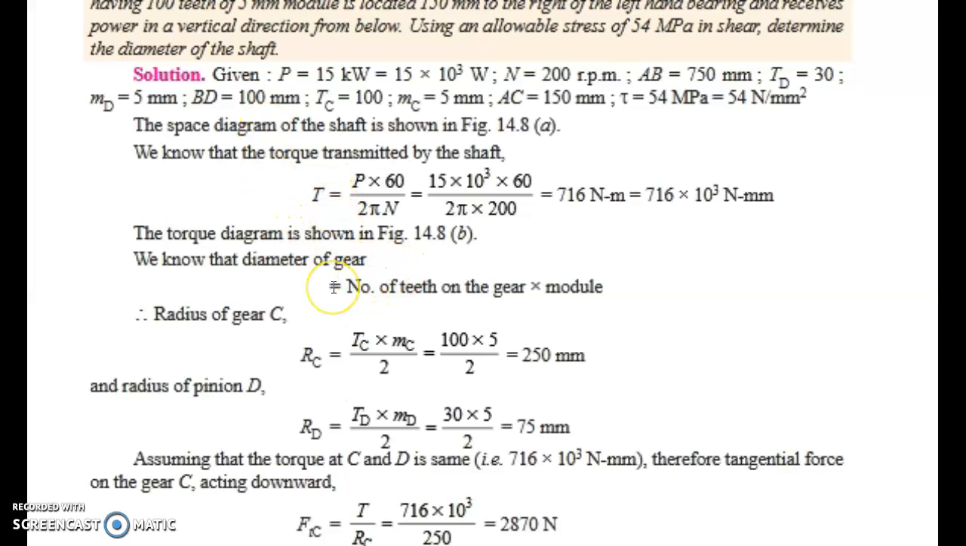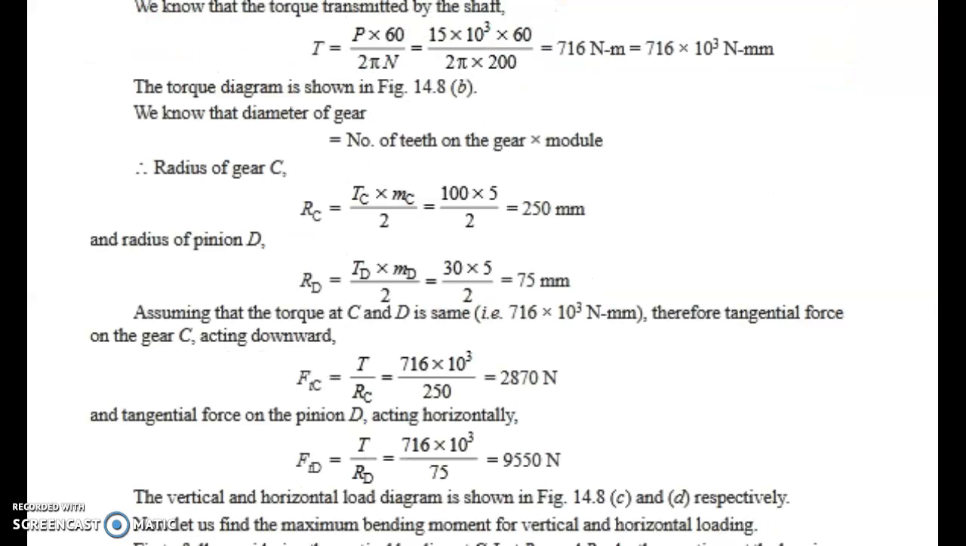Now, it is the general condition that the diameter of the gear is equal to number of teeth into module. It is a general equation for a gear, already studied in the MOM, mechanism of machines. Here the radius of the gear we can calculate, RC is equal to TC into MC divided by 2. That T is the number of teeth and M is the module. Here for gear C it is 100 into 5, that is equal to 500 divided by 2. So we will get the radius of the gear C.